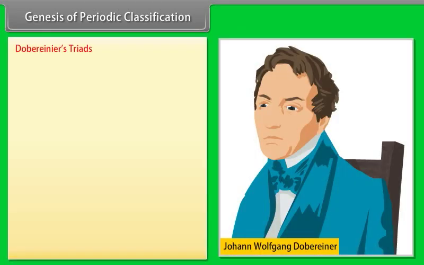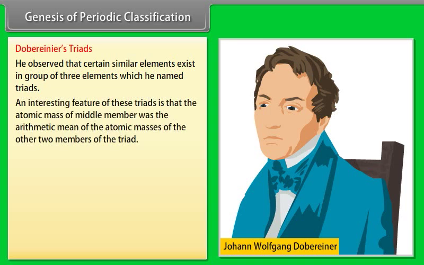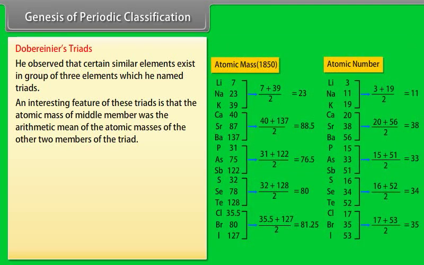Genesis of periodic classification. Döbereiner's triads. He observed that certain similar elements exist in groups of 3 elements, which he named triads. An interesting feature of these triads is that the atomic mass of the middle member was the arithmetic mean of the atomic masses of the other 2 members of the triad.